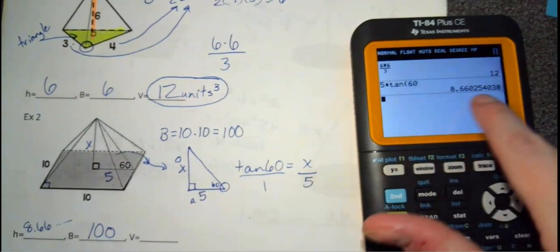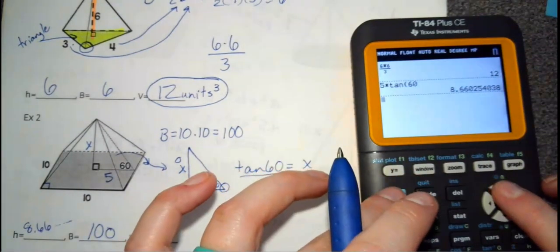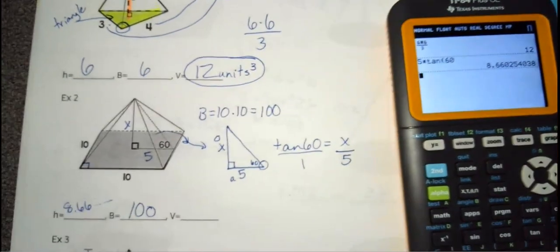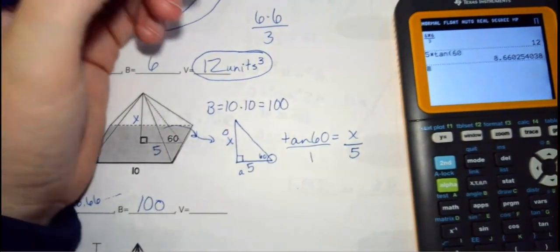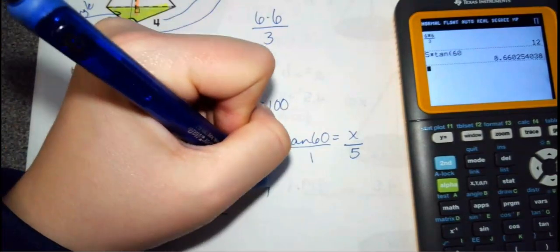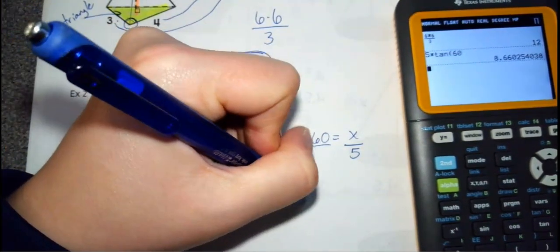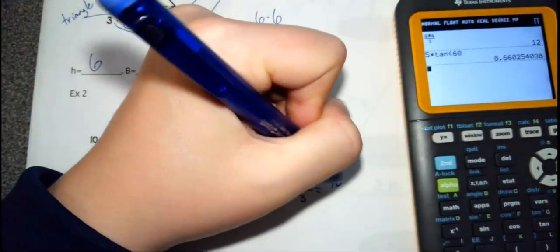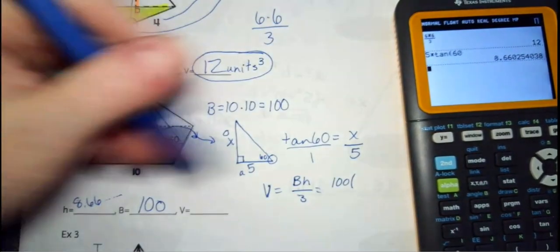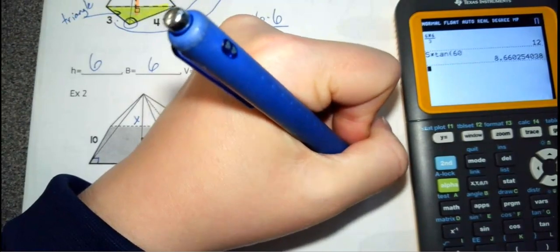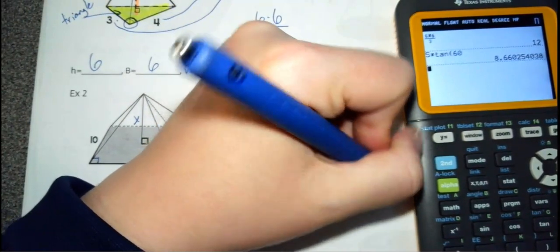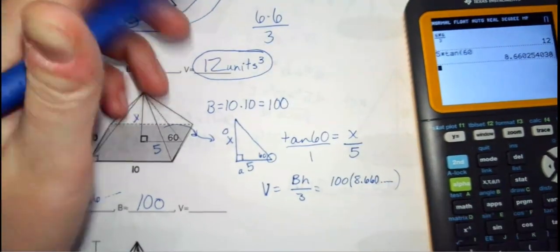So if you have not typed this into your calculator, you should do that real quick so that you can practice leaving this in your calculator as you type this in, because your volume is area of the base times the height divided by 3. We know that the area of our base is 100. Our height is going to be this like 8.660, and then it just goes on.